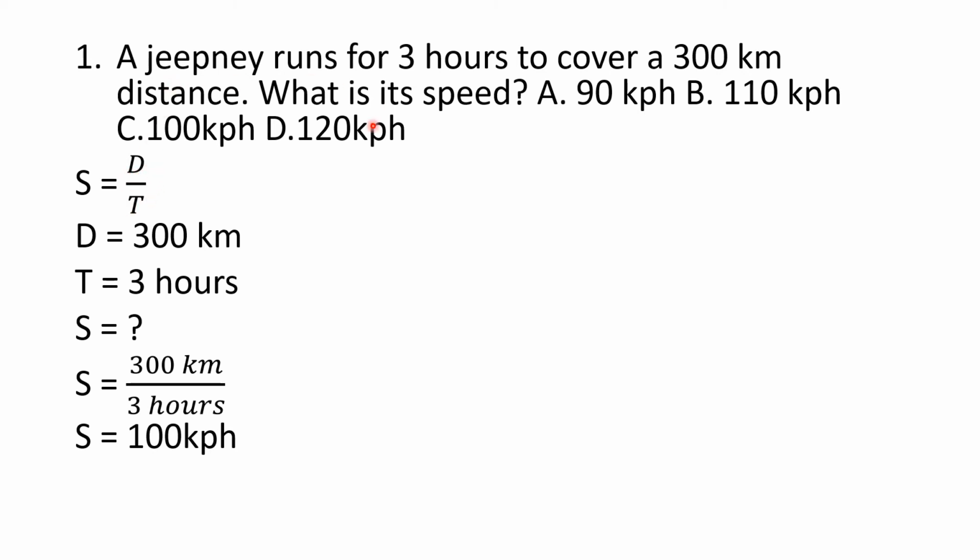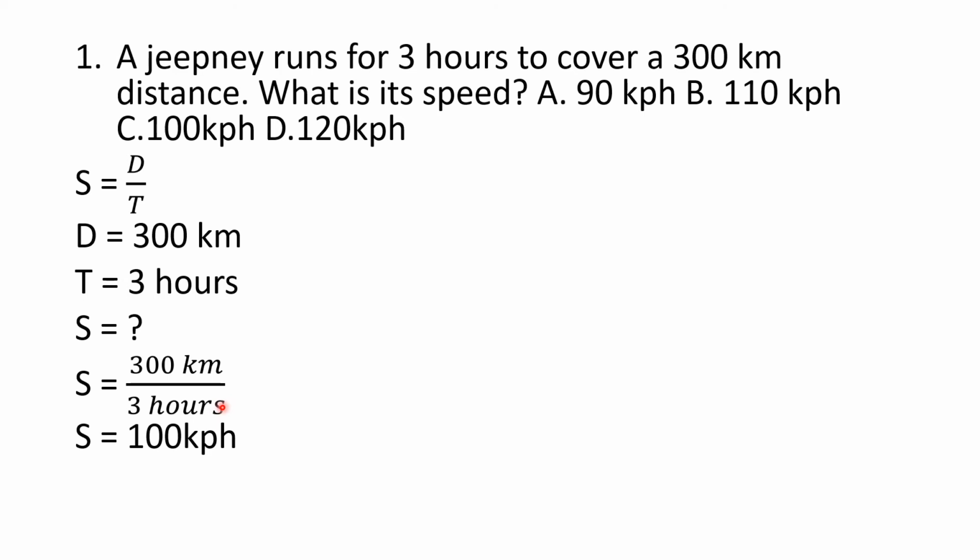So, hanapin natin yung distance. Ano ba yung distance dito? Ang layo daw ay 300 kilometer. Ilagay mo dyan. Ang time niya ay 3 hours. So, 3 hours ang kanyang time. So, ang tanong, what is the speed? Sabi sa formula, speed is equals to distance divided by time. So, speed is equals to 300 kilometer divided by 3 hours.